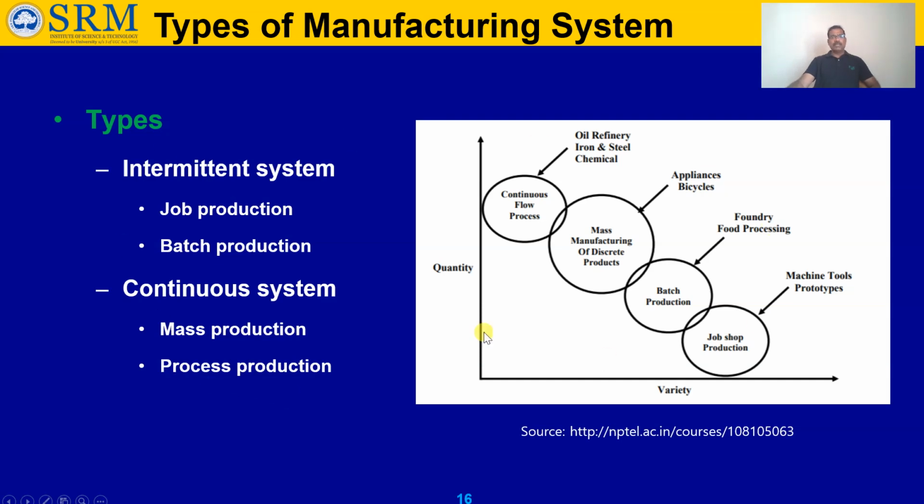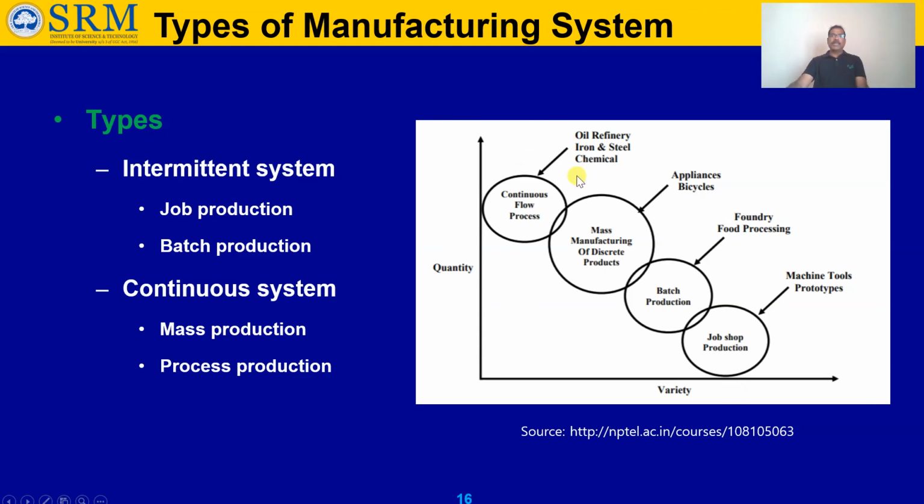With this graph, I can explain the types of manufacturing system in terms of volume and variety. Variety is on the x-axis; at this end, the variety will be very high. And on the vertical axis is volume, how many numbers are going to be manufactured.